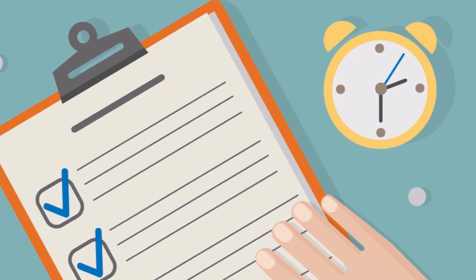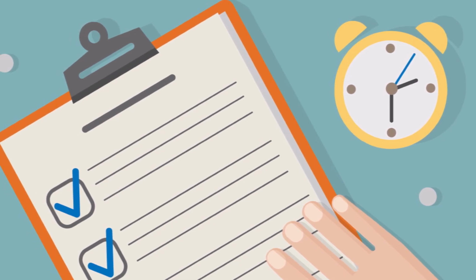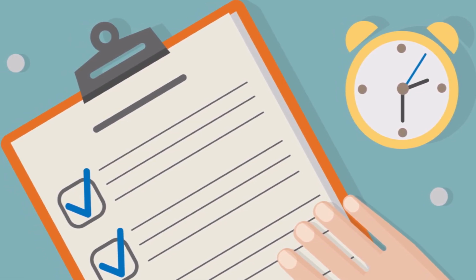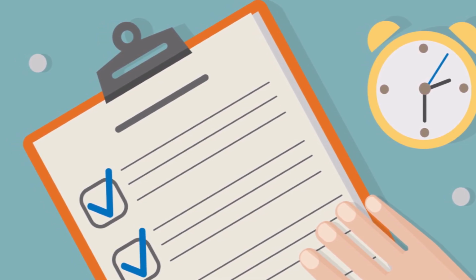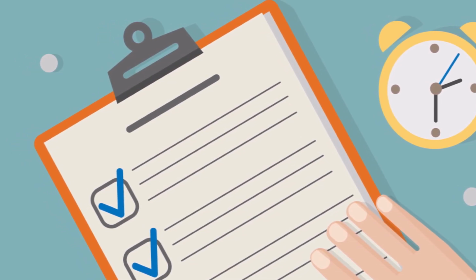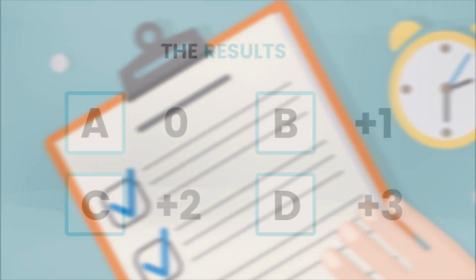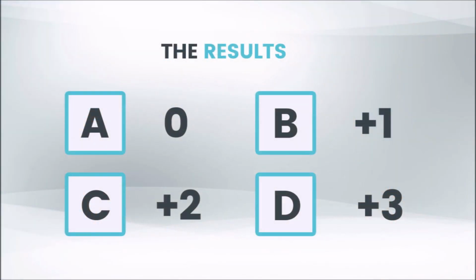Okay, so now we've reached the end of the GAD-7 questionnaire. It's time to take a look at the results. And the results of this screening tool are really simple to work out. If you've answered any of the questions with the letter A, not at all, mark that with a 0. If you answered B, several days, mark those with a 1.